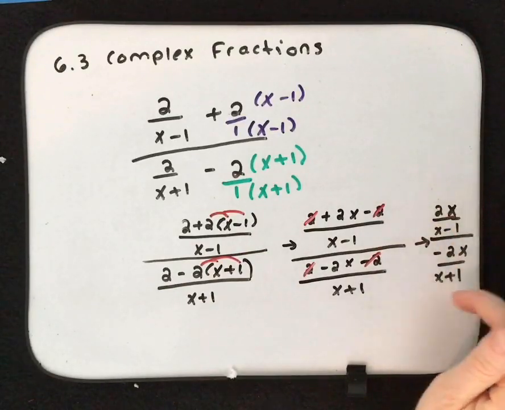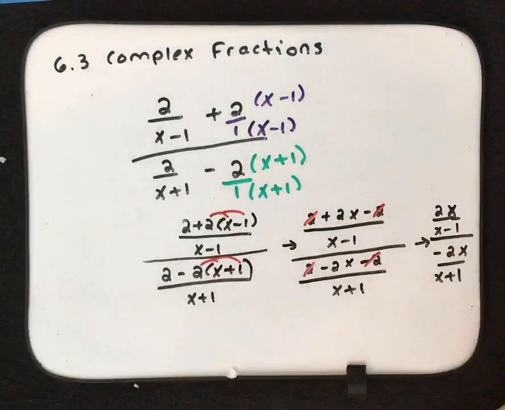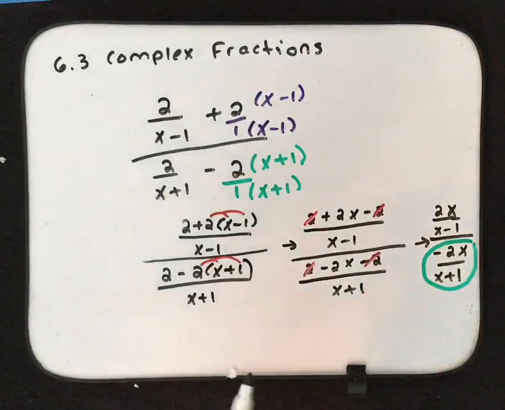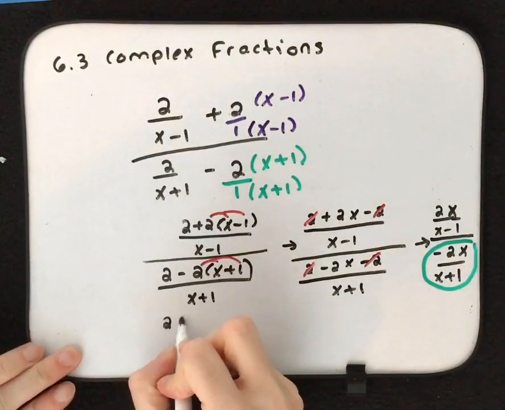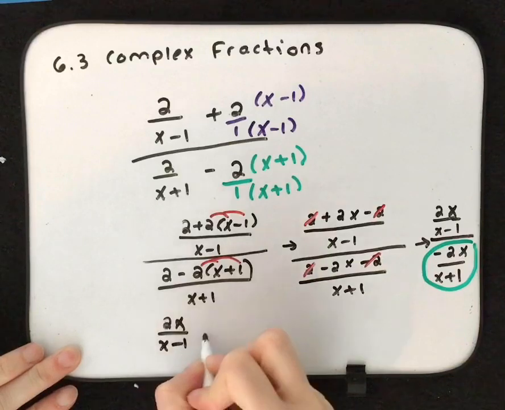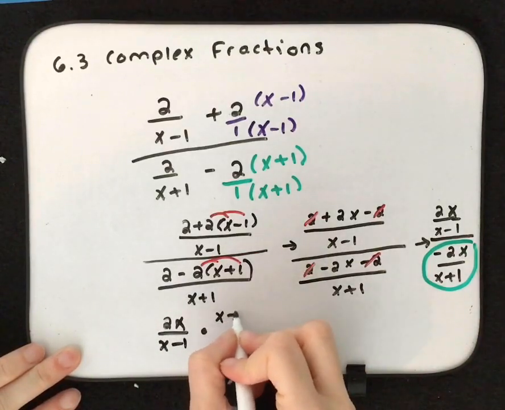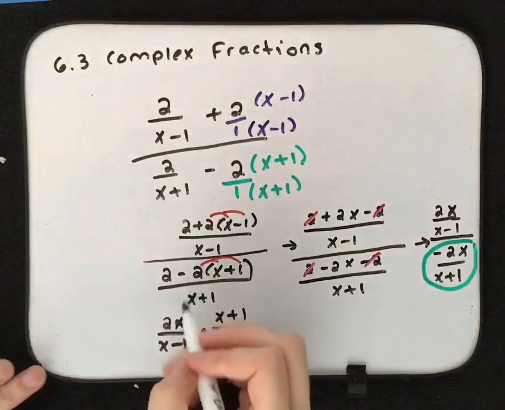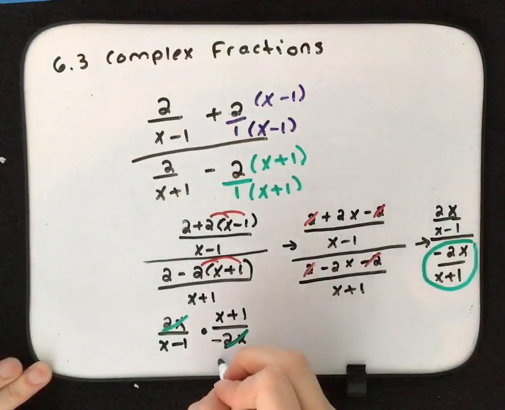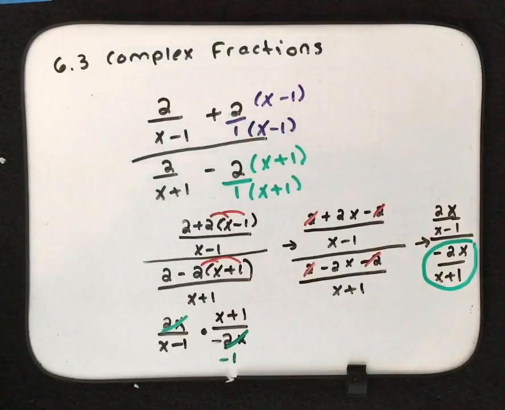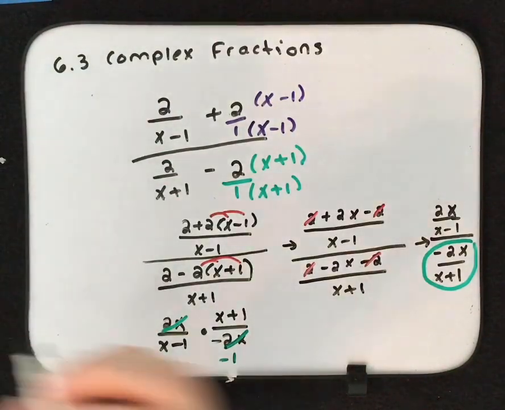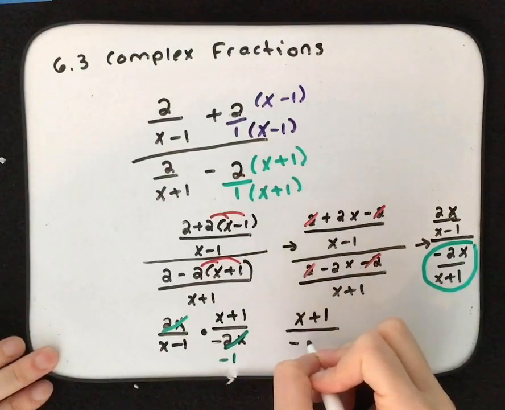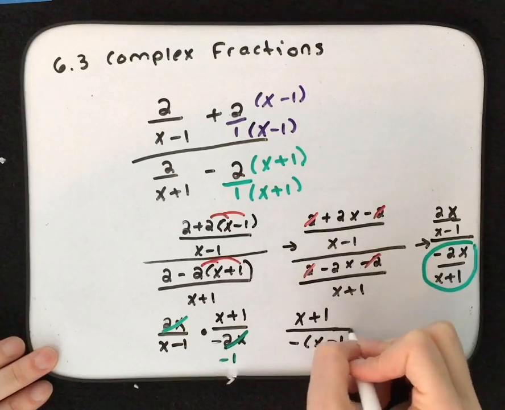Now that we have one fraction and one fraction, we can do our flip and multiply step. So we take the piece we're dividing by and we flip and multiply. So that's going to look like 2x over x minus 1 times x plus 1 over negative 2x. Well, this 2x and this 2x will cancel. This will leave me with a negative 1, so I can't forget that piece. But then it looks like we're going to have x plus 1 over negative x minus 1.